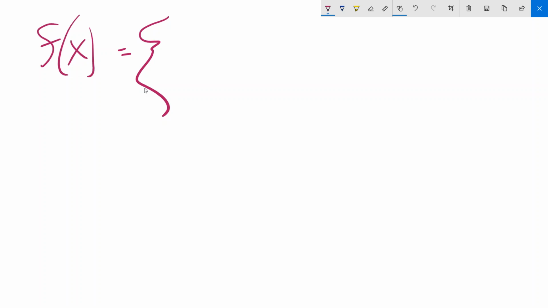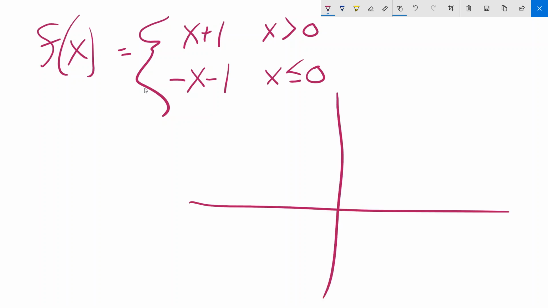Okay, perfect. On the top, it says x plus 1 if x is greater than 0. And on the bottom, it says minus x minus 1 if x is less than or equal to 0. Okay, so first of all, let's graph that. Yeah, that could help. And the way you graph these is you always start in the upper right.